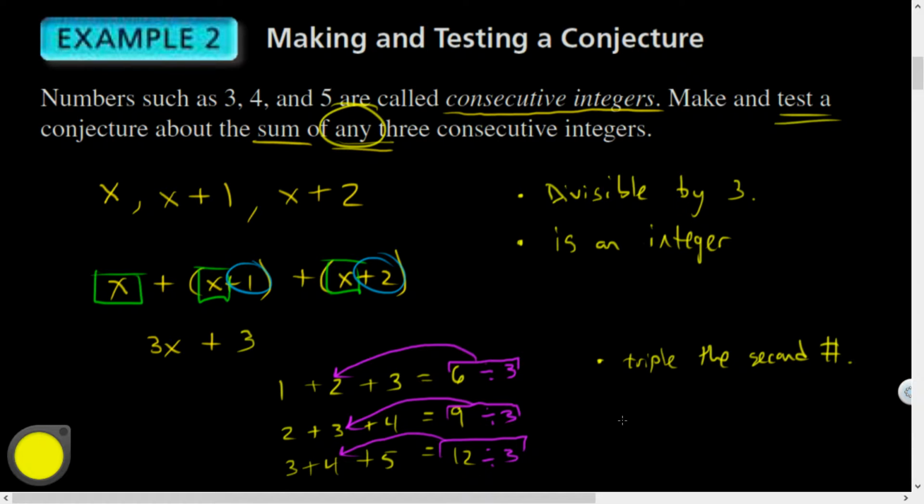So I don't know, let's just try a test. How about like 10 plus 11 plus 12? So that's going to be what, 33. And is that divisible by 3? Yeah. Is it an integer? Yeah. Is it triple the second number? Yeah. Is this divided by 3 equal to the second number? Yeah. Now, what's interesting here is by testing it, I haven't proven my conjecture.